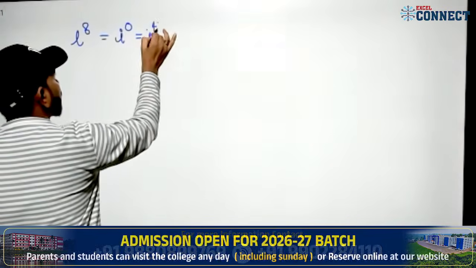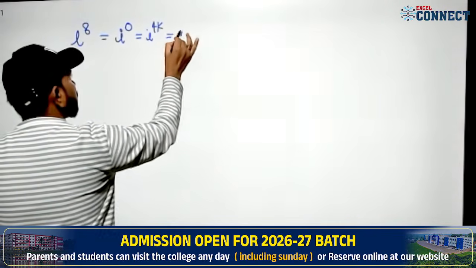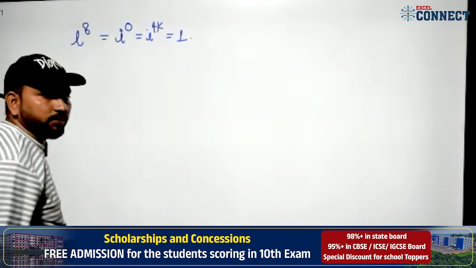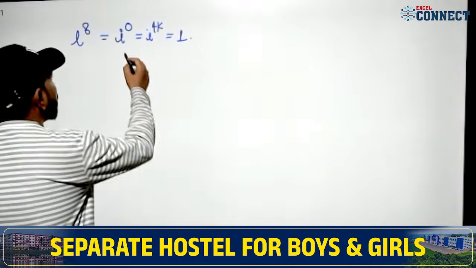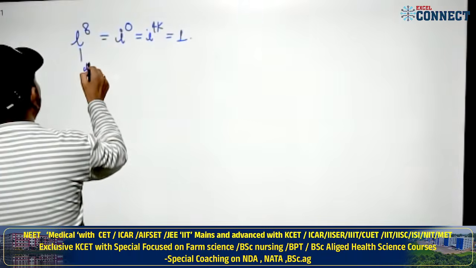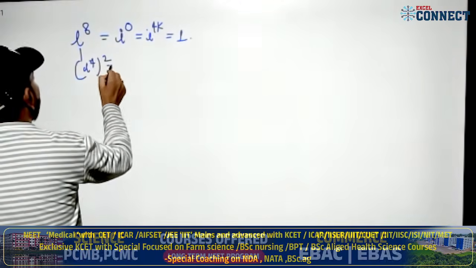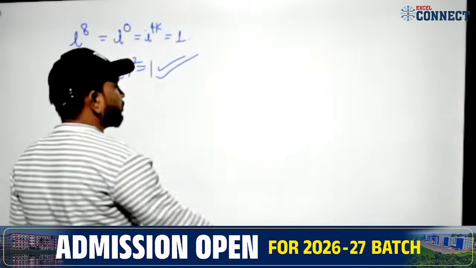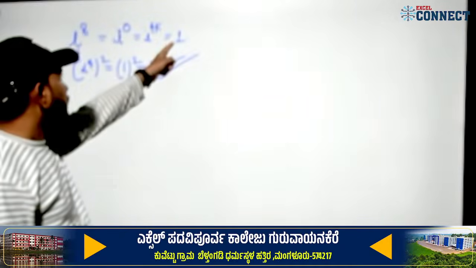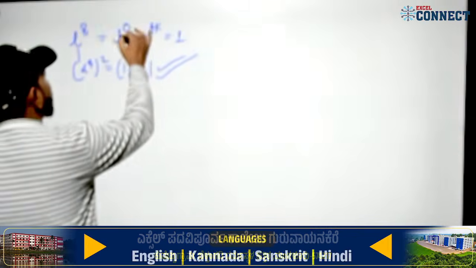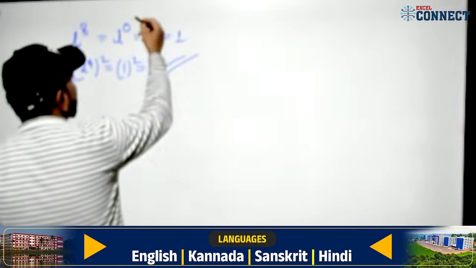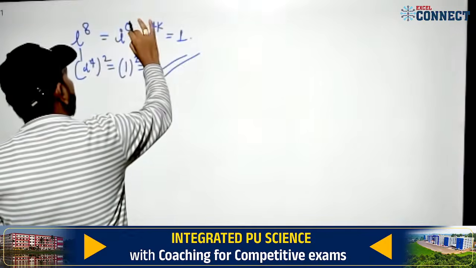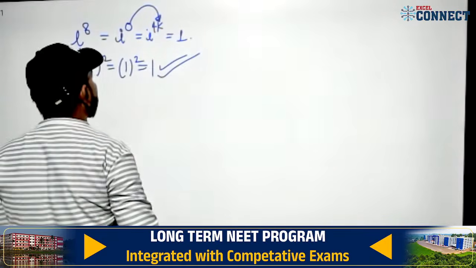Actually it is the 4k format. So what is this value? 1. Because you know actually 8, so iota power 4 and its whole square. So what is this value? 1, and whole square is what? 1. So this 1 is correct. So whenever the remainder is 0, at that time you take the 4k format. Don't say, sir, i power 0 is 1. This is not the correct concept, but you will go like this, 4k is coming.